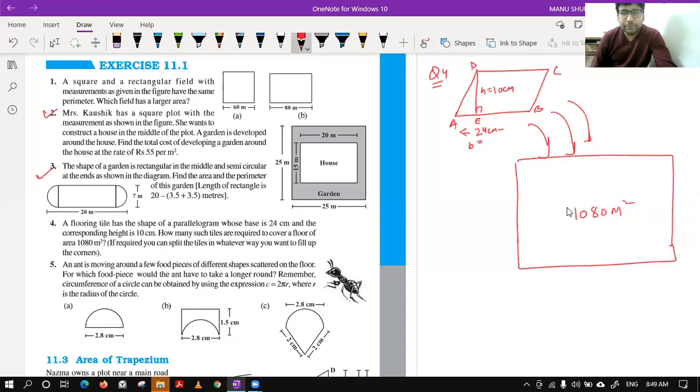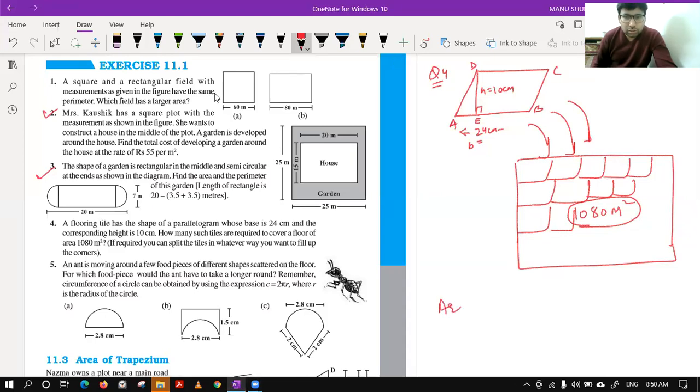Okay. Now let's see. One way is to first check one by one by putting and then see if we require more or less. If we require more, we can go to the shopkeeper and buy more. Second way is to find the number of tiles required by the formula. So somehow we should know that the tiles, when put completely, will be covering this area 1080.